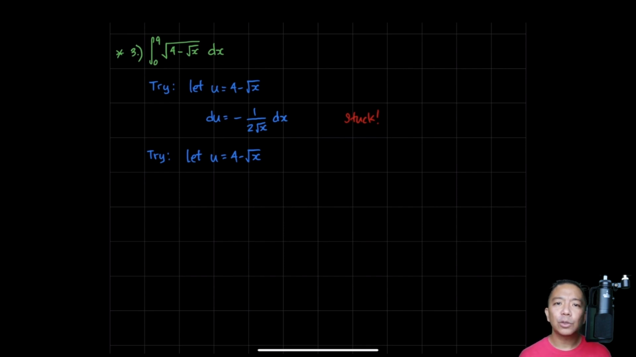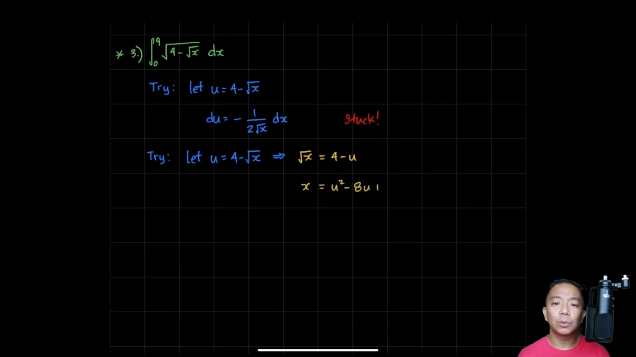So if u is equal to 4 minus square root of x, this means that square root of x is equal to 4 minus u. Now gusto kong palabasin si x. So I'll take the square of both sides and get the expression that x is equal to u squared minus 8u plus 16.